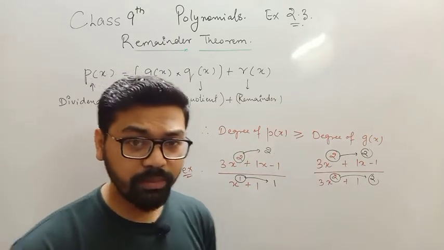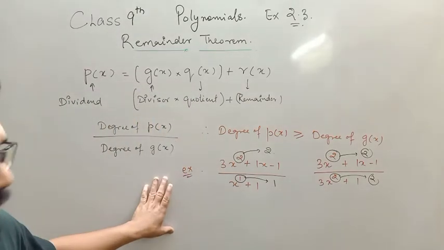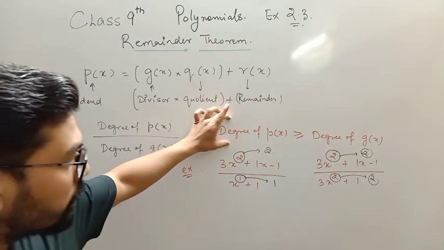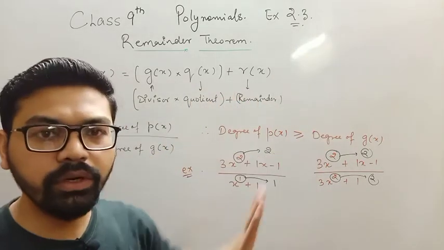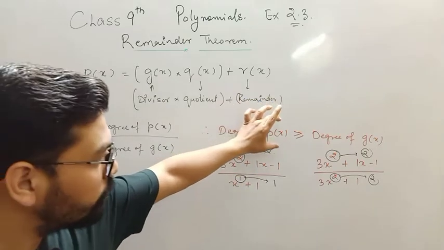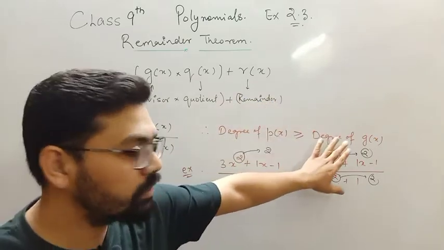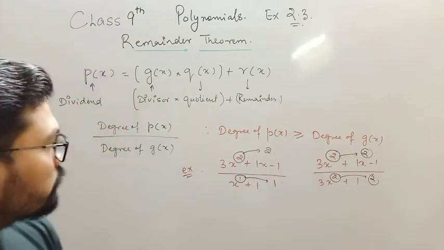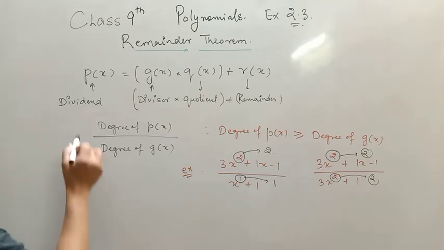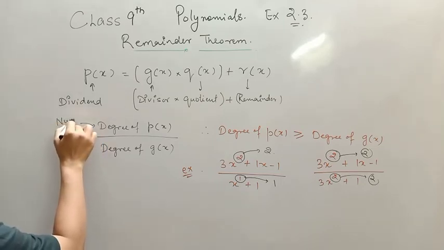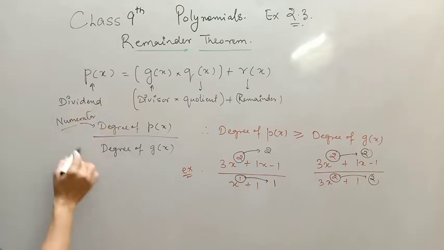So I think these two examples are sufficient for you all to get the gist of this concept, that the degree of numerator must be greater than or equal to the degree of denominator. And we all know that on the numerator we have the dividend and on the denominator we have the divisor. Any doubt in this? This is your numerator, and this is the denominator. Okay, please note it down fast.